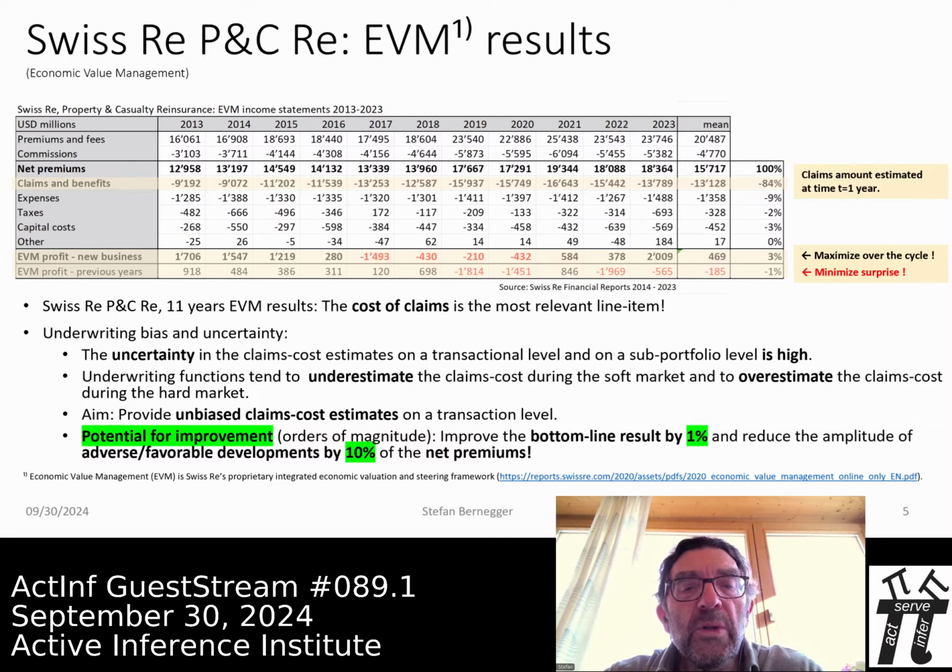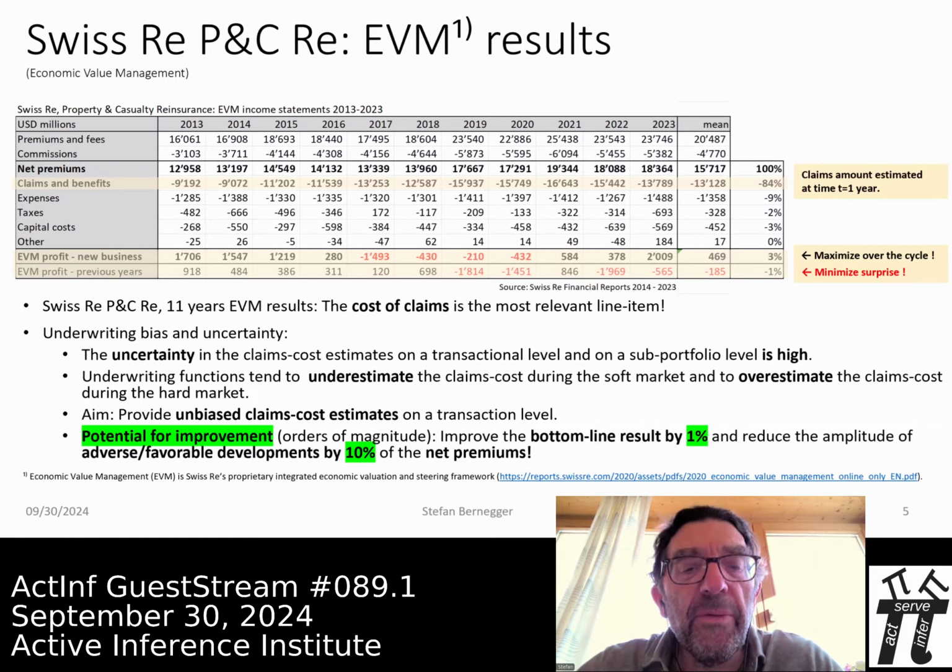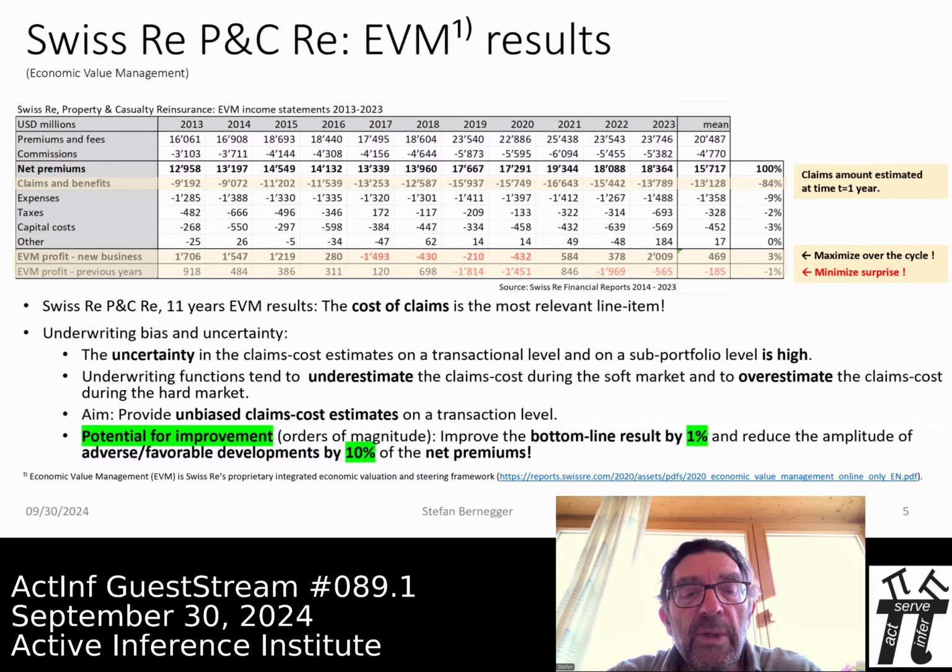And if you just look at this picture here, then you can say there is a potential for improvement in this case of Swiss Re. This is my view from the outside; maybe the internal people will say something different. But just looking at these numbers, I would say the adverse development, which is in the order of 1 to 2 billion, could potentially be improved by about 10 percentage points of the premiums, so about 1 or 2 billion per year. So there is quite some potential to reduce this uncertainty. That's one motivation to do this. And the second motivation is, of course, that by better risk selection, you could also increase the bottom line results.